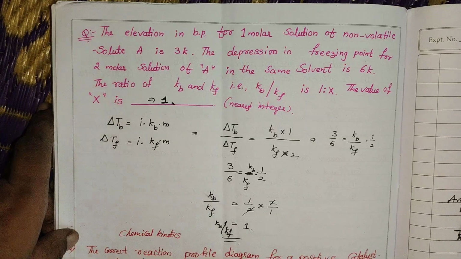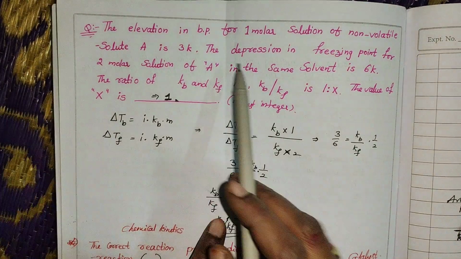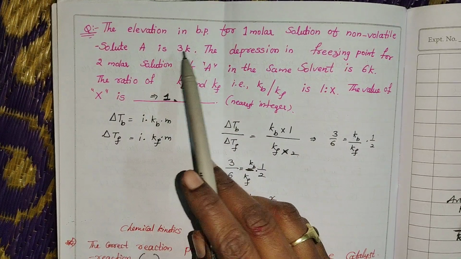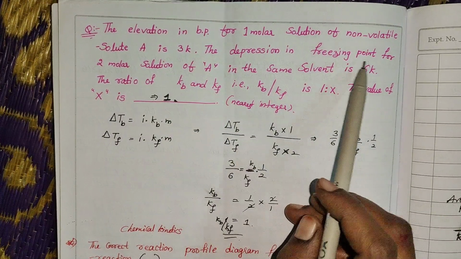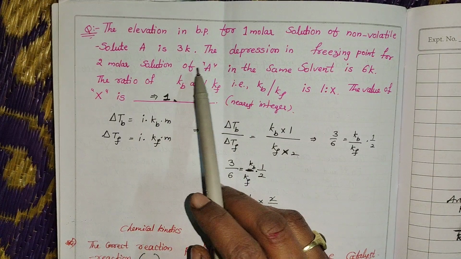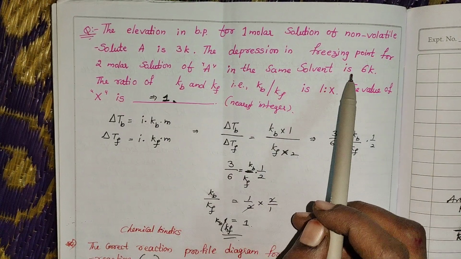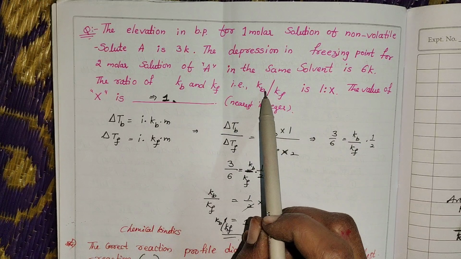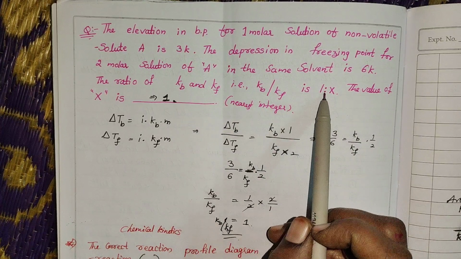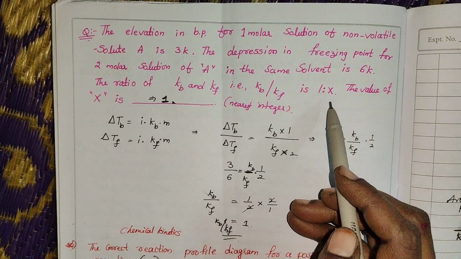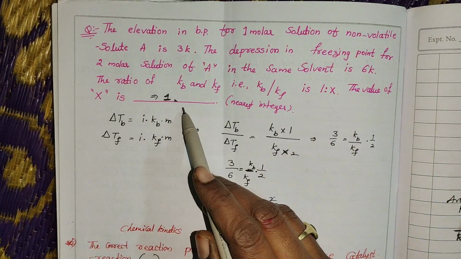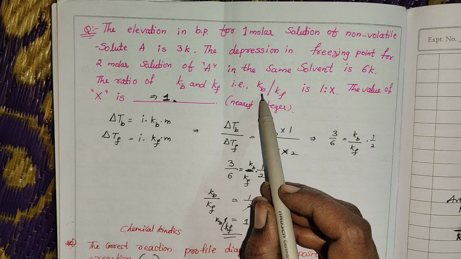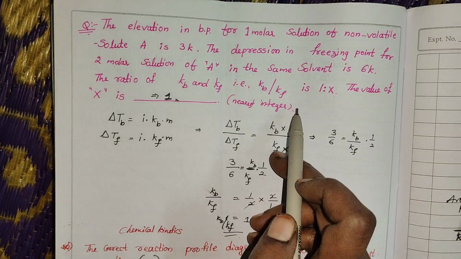Okay, next question. The elevation of boiling point for a 1 molar solution of non-volatile solute A is 3K. The depression in freezing point for a 2 molar solution of A in the same solvent is 6K. The ratio of Kb and Kf, that is Kb by Kf, is 1 is to x. What is x? We have to find the value of x. So Kb is for boiling point purpose and Kf is for freezing point purpose.